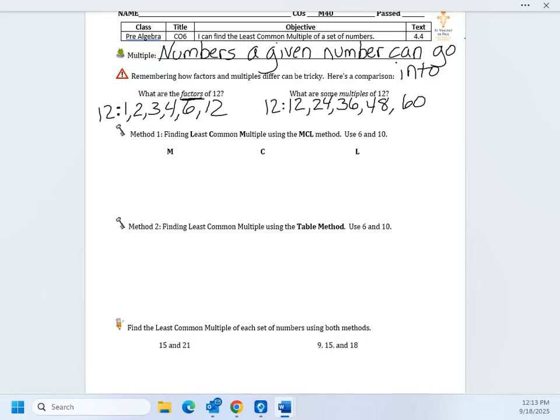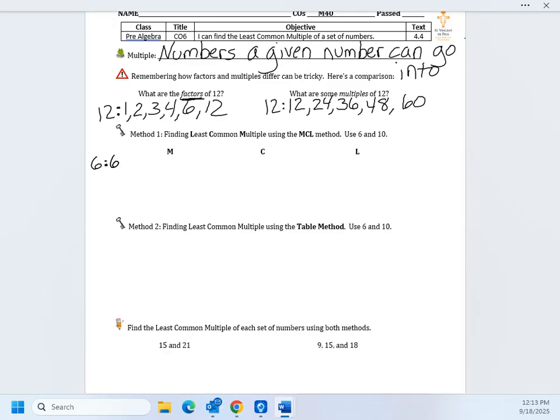So today we're going to be doing least common multiple. So finding the least common multiple using the MCL method. So M, we're going to list all of the multiples. So let's list multiples of 6. Well, we're not going to list all of them. Why wouldn't we list all of the multiples? They go on forever. So I like to list up to 10, because I can do that a little bit quicker.